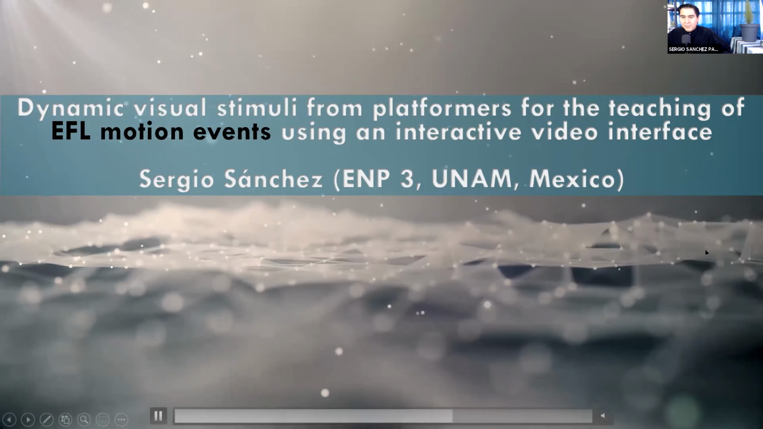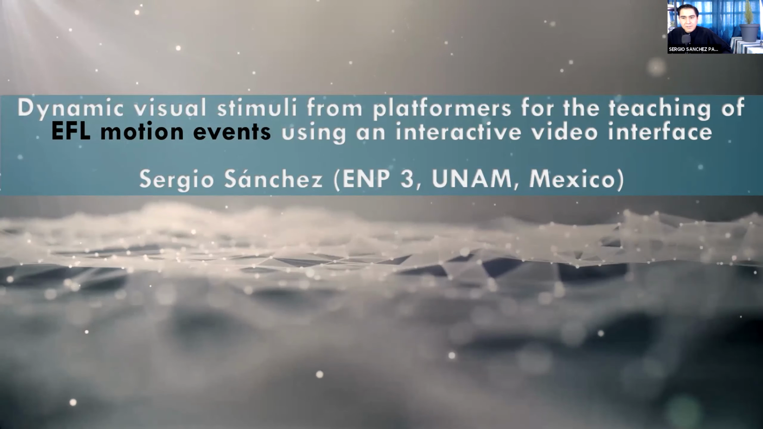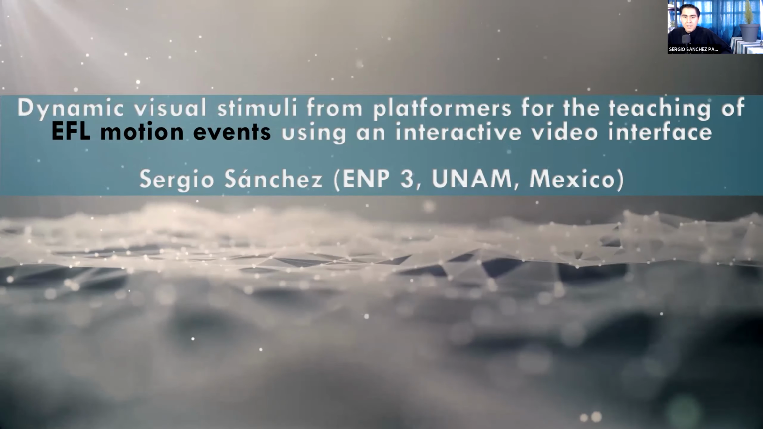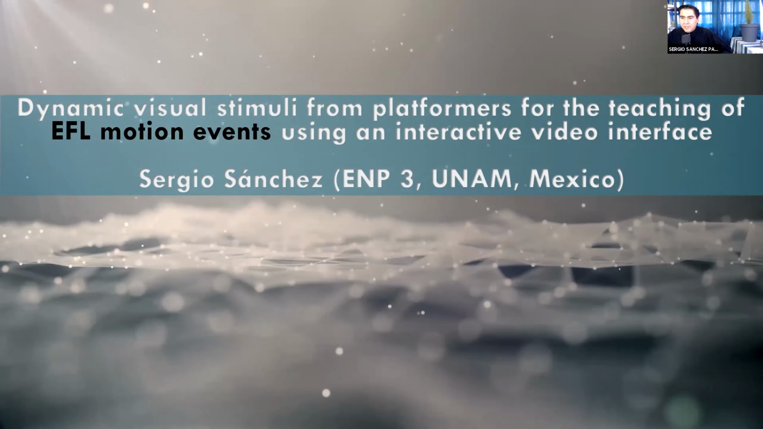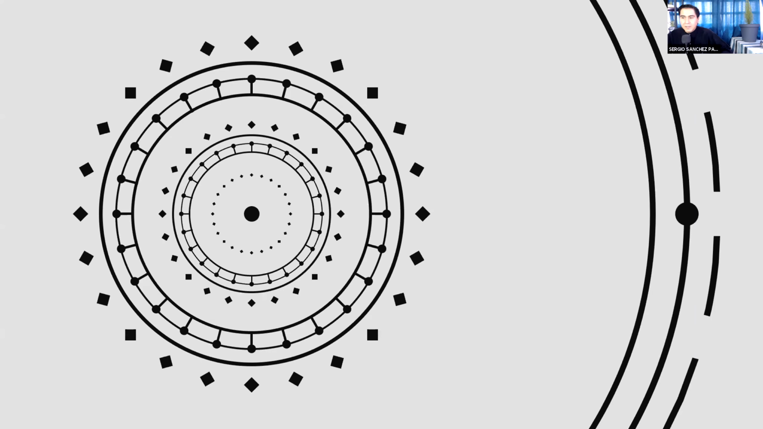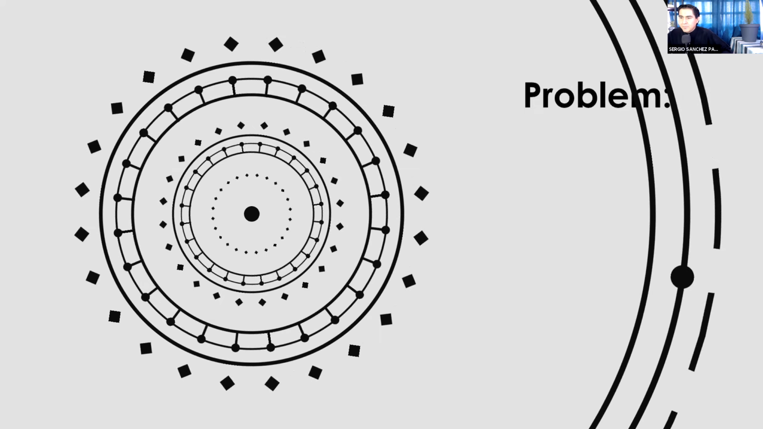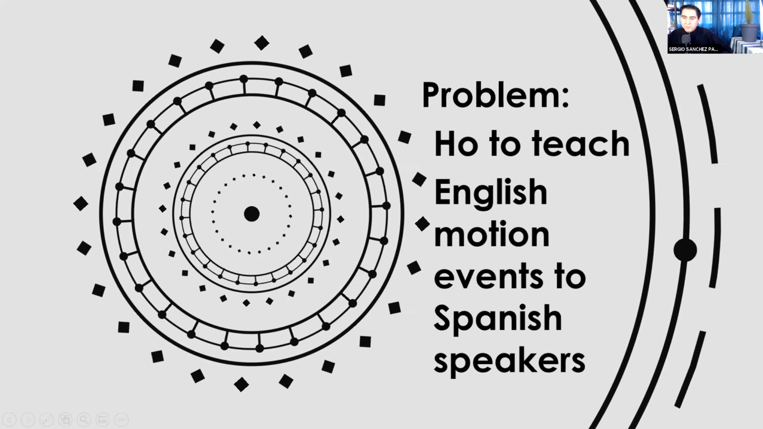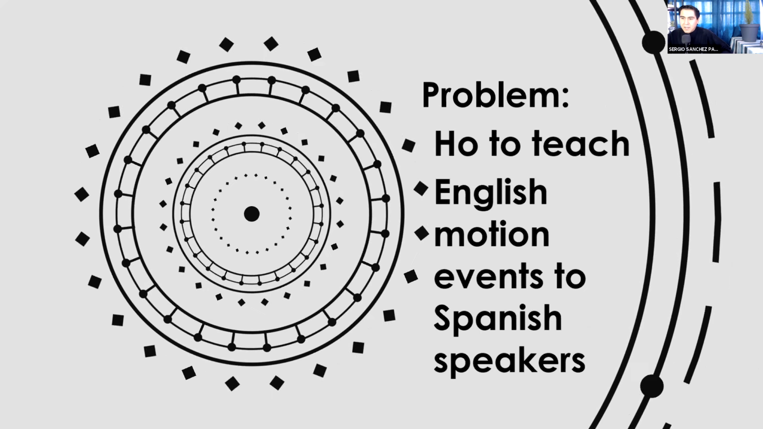Well, good afternoon, everyone. I'm going to present dynamic visual stimuli from platformers for the teaching of EFL motion events using an interactive video interface. So what is the problem? How do we teach English motion events to Spanish speakers? In particular, I work with high school Mexican students in Mexico City.